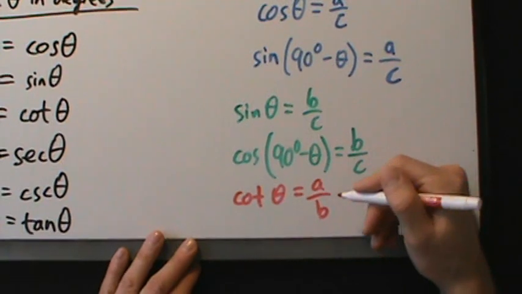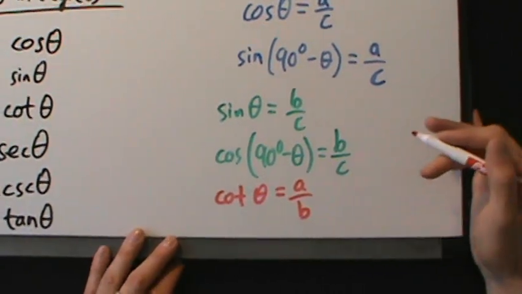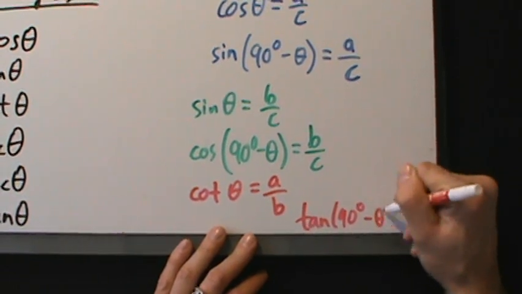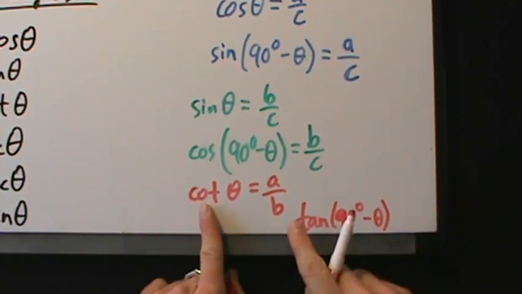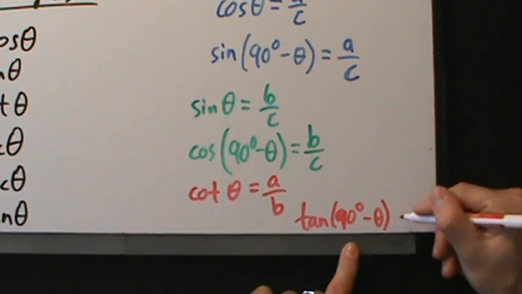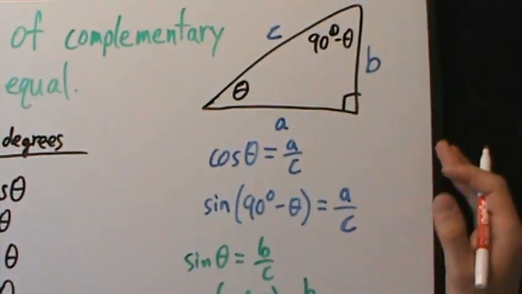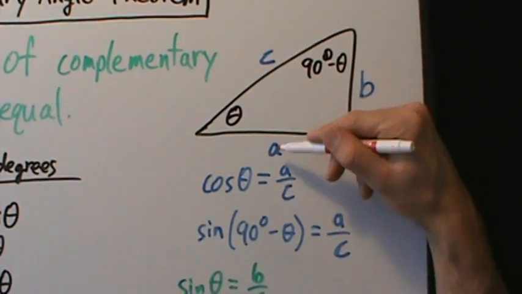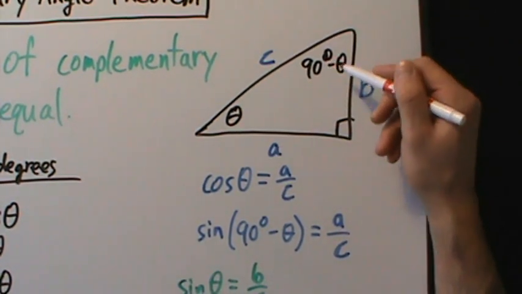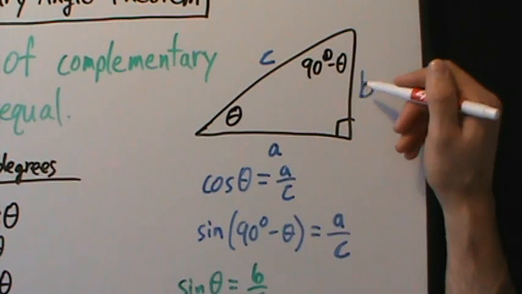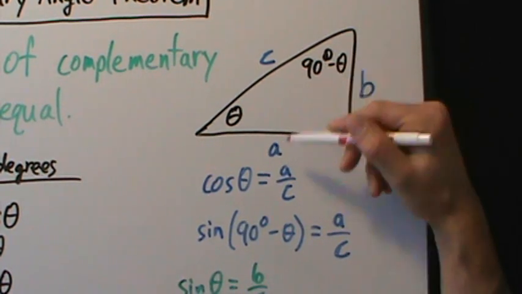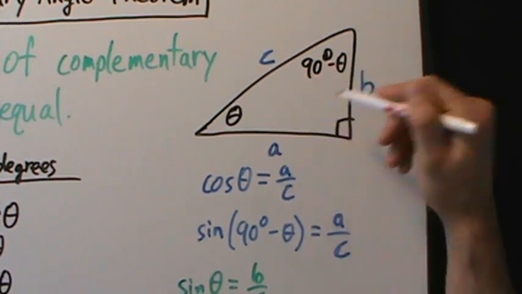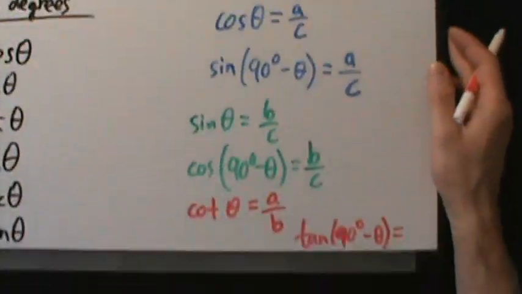Now what is the tangent of 90 degrees minus theta? So in other words, what's the cofunction of the complementary angle? Well, here's 90 degrees minus theta. Remember, the tangent is opposite over adjacent. This side is opposite the 90 degree minus theta angle, and this side is adjacent to it. So the opposite side for this angle is A, and the adjacent side is B. So the tangent of this angle is A over B.